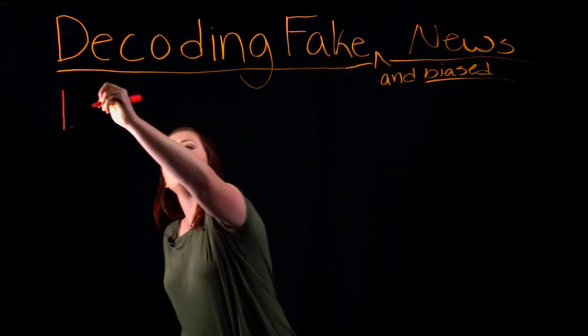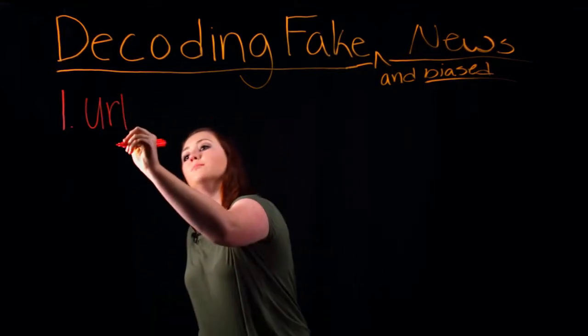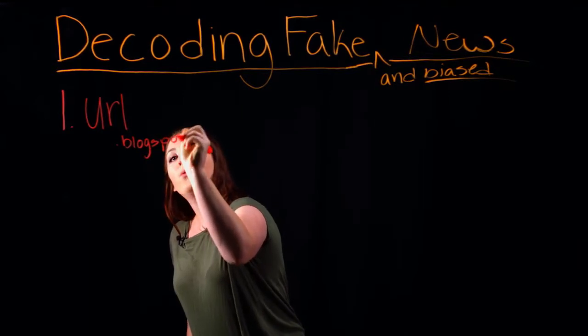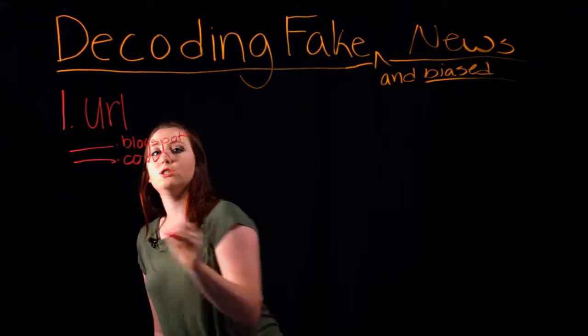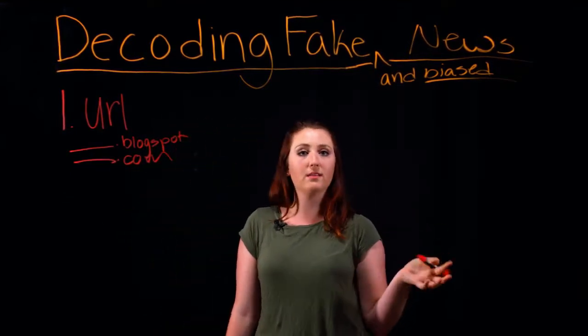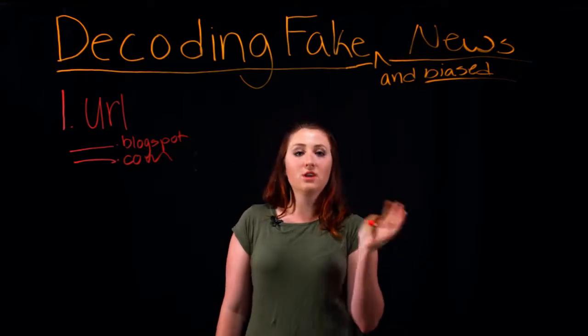So the first tip is going to be to look at the URL. So you might have something such as .blogspot or .com. What's before is important too, but the end is very important. So a .blogspot or WordPress or something like that is going to be an opinion. It's someone's personal blog. So you've got to be careful for that.